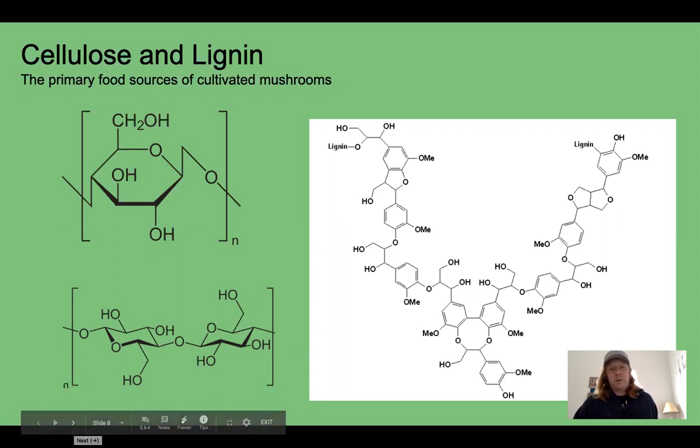So we want to make it as easy as possible for the fungi to do their job, to eat these molecules.